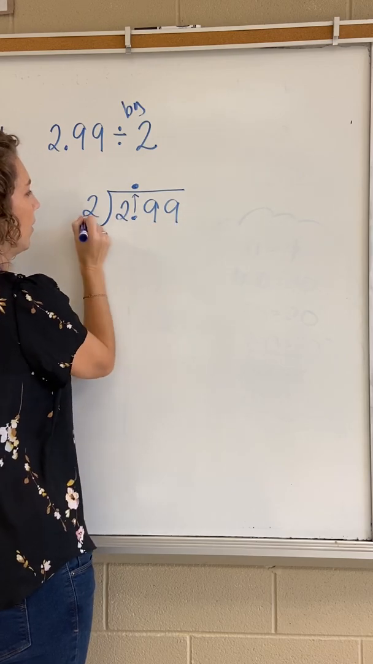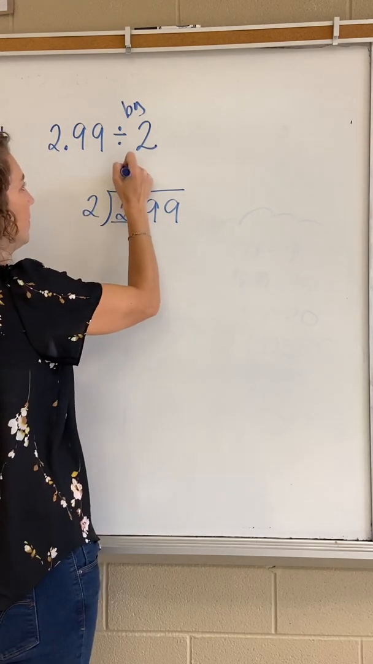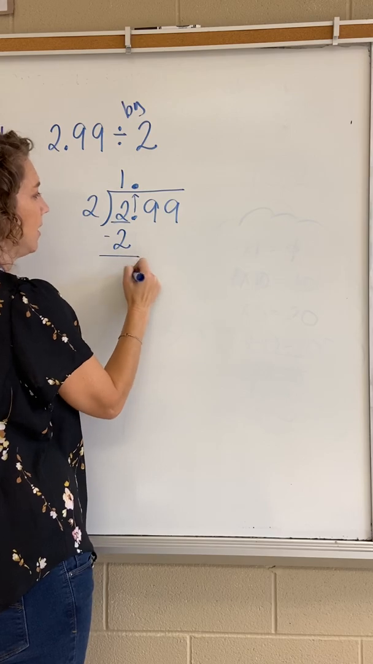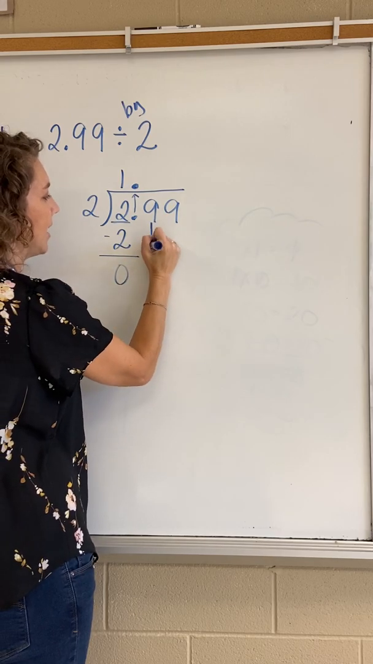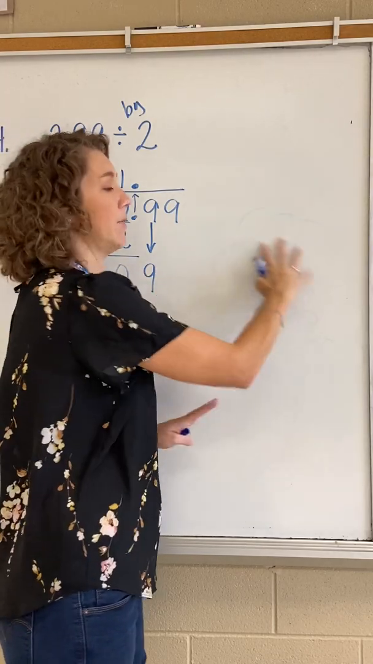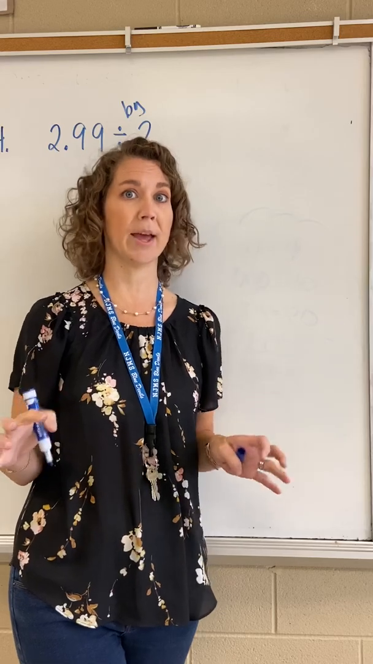Okay, so how many times will 2 go into 2? 2 will go into 2 one time. And 1 times 2 is 2. Then we subtract, we get nothing, okay? And then we bring down the next digit, which is a 9, okay? I didn't do a little think box over here this time because we're dividing by 2.